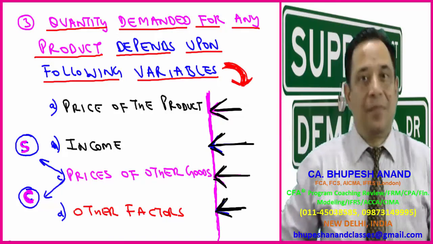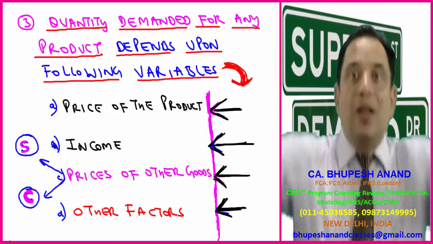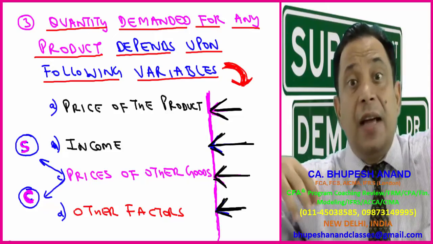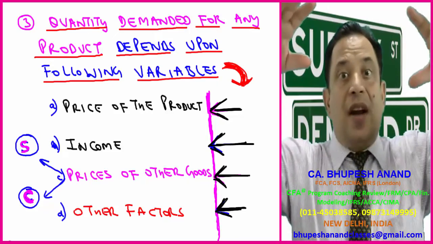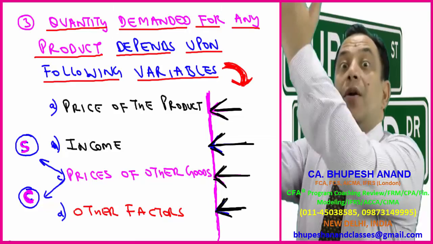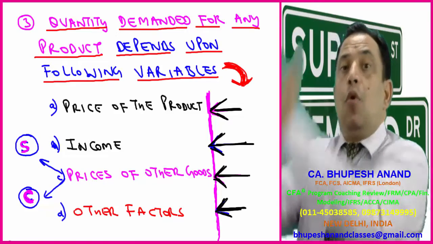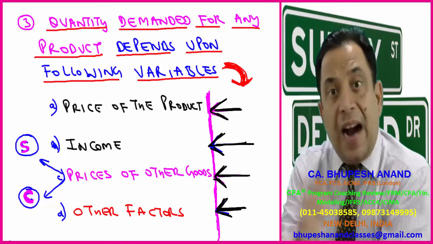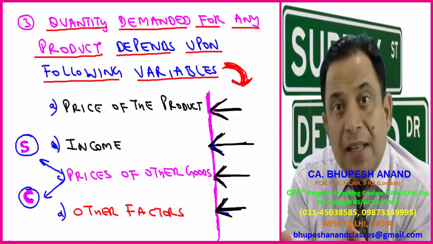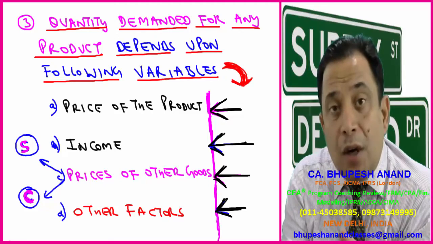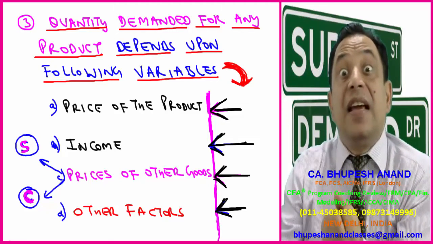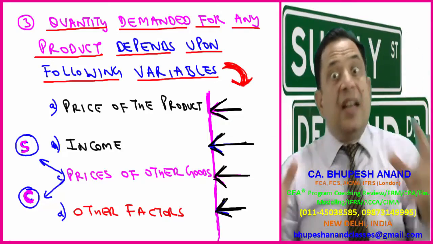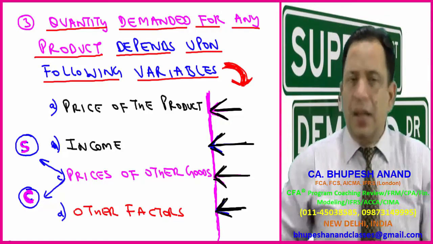Second is income. The more the income, more will be the quantity demanded. Just think it over, visualize that if the income of Mr. A increases, then he will consume more petrol. He will be using the car more. He will be going to more stations, outstations by car. It means the quantity demanded of petrol will increase if income increases. No doubt there are some exceptions to that, but generally speaking, the overview is like this.